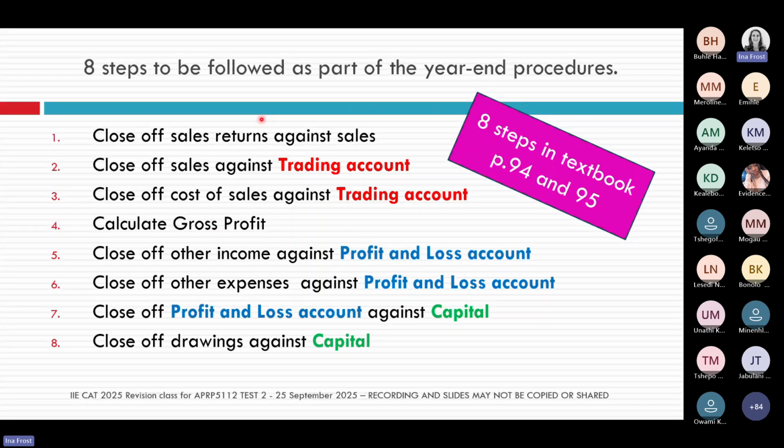So we always begin by closing off sales returns against sales. Then we take the net sales number to the trading account. We take the cost of sales to the trading account, and you calculate your gross profit. We take the gross profit to the profit and loss account together with the other income. We subtract the other expenses, and that gives you your net profit or loss. The net profit or loss goes to the capital account, and we close off drawings against the capital account.